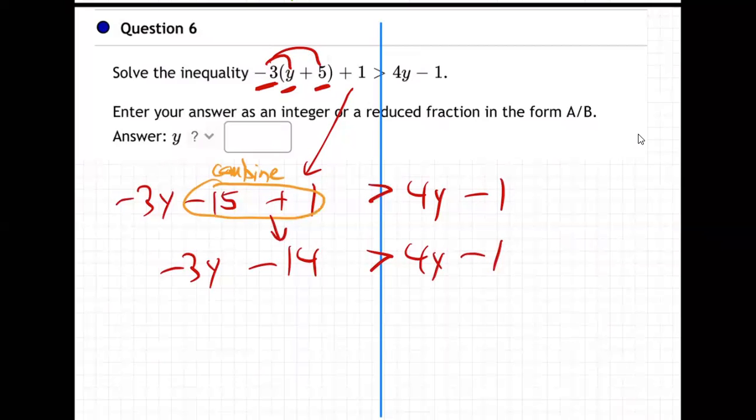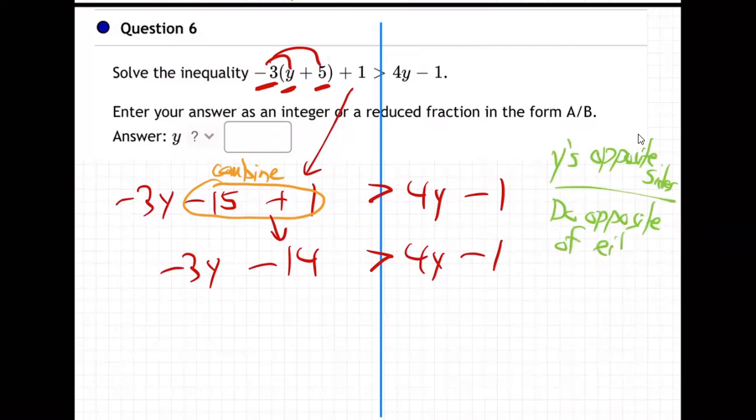Okay, now we have y's on opposite sides. So y's or x's or whatever, y's on opposite sides. What do we do? Well, we do the opposite of either one. We do the opposite to both. I'm sorry, I'm confusing my words here. Same on both sides. Okay.